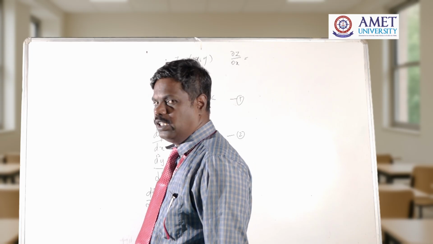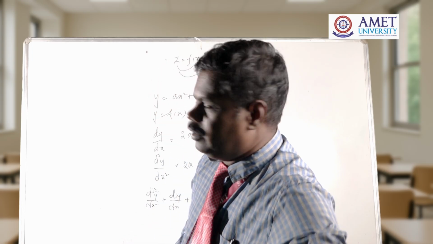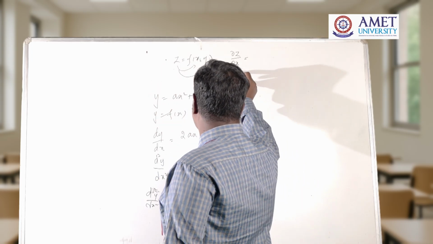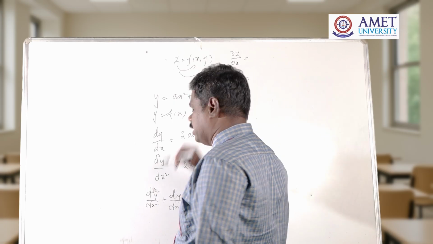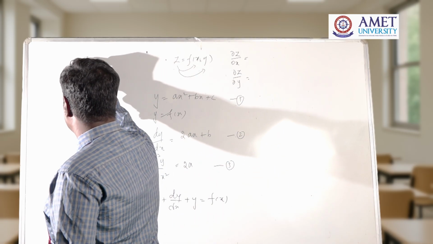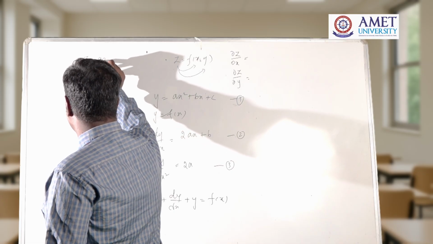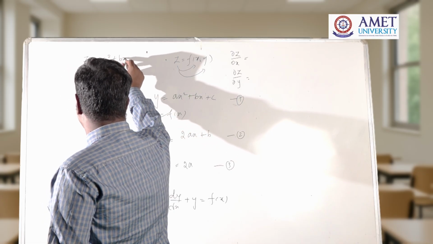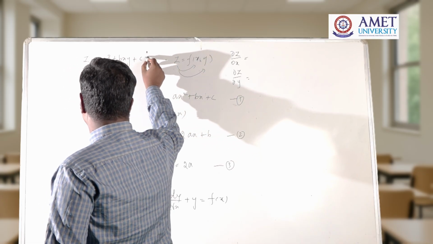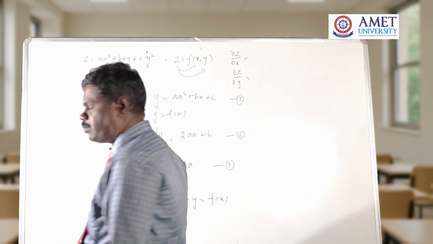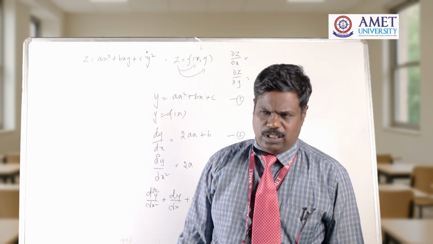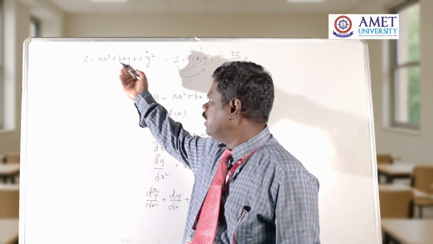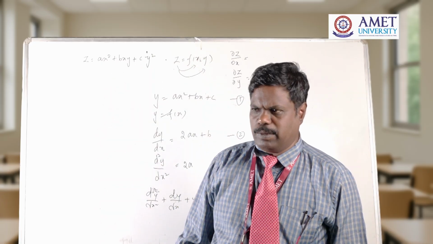Dou z by dou x and dou z by dou y are independent. For example, z equals ax squared plus bxy plus cy squared. It is very clear that z is a function of x and y. A, b, c are constants; they may be anything.